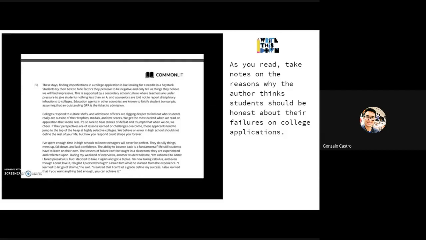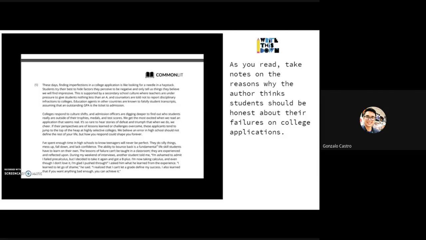During my weekend of interviews, another student told me, I'm ashamed to admit I failed pre-calculus, but I decided to take it again and got a B+. I'm now taking calculus, and even though I don't love it, I'm glad I pushed through. I asked him what he learned from the experience. I learned to let go of shame, he said. I realized that I can't let a grade define my success. I also learned that if you want anything bad enough, you can achieve it.